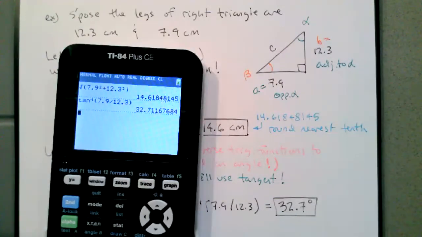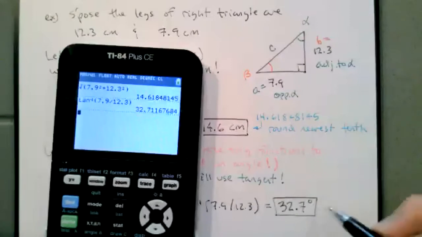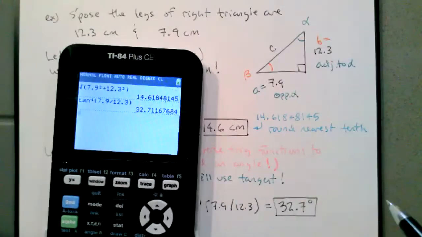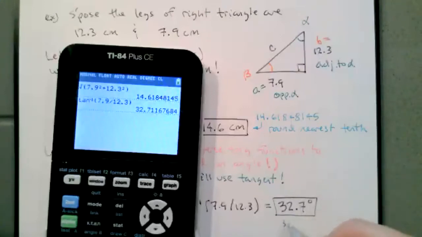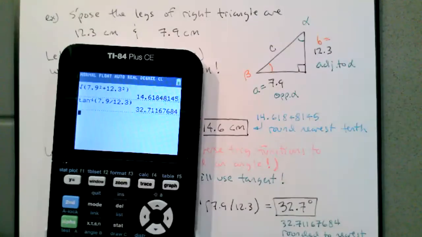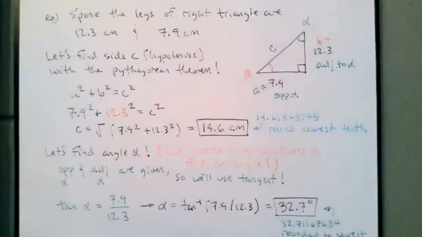And we'll just make a note that this has been rounded. So if I want to use this 32.7, this is rounded information. So this is a 32.71167684 rounded to the nearest tenth.